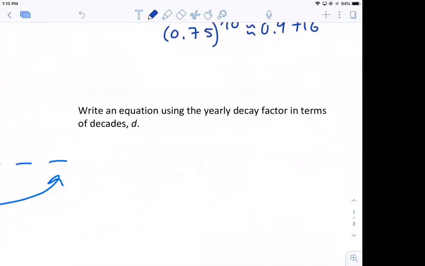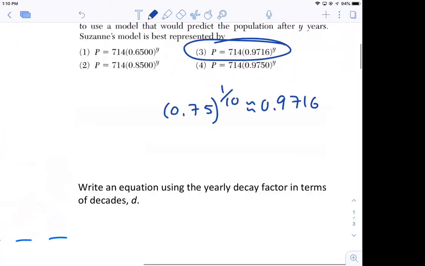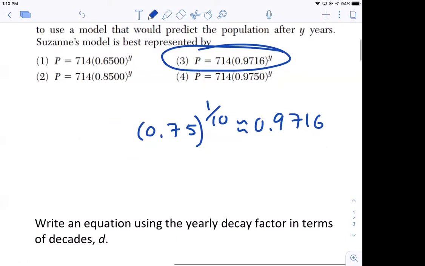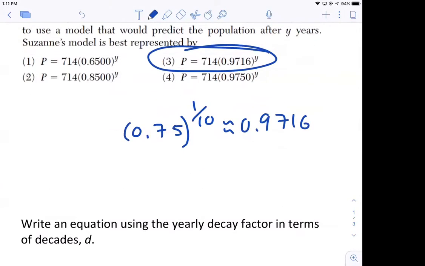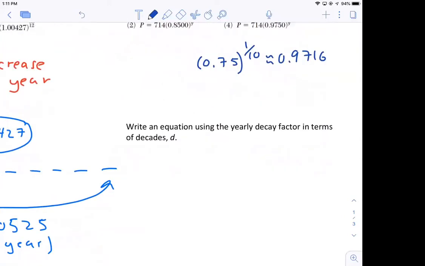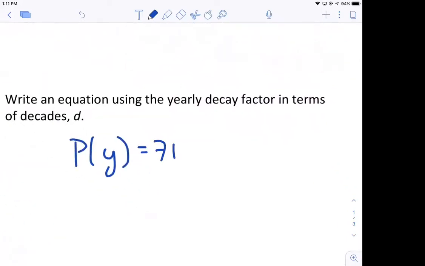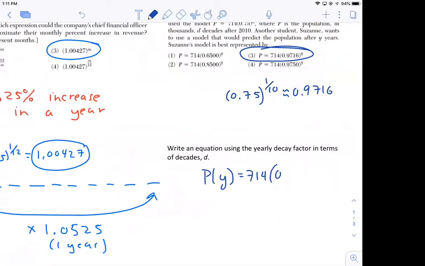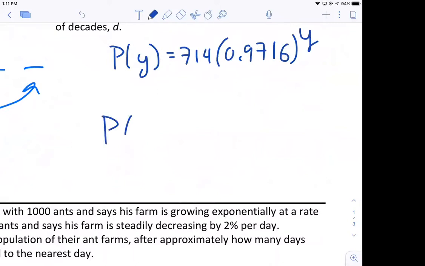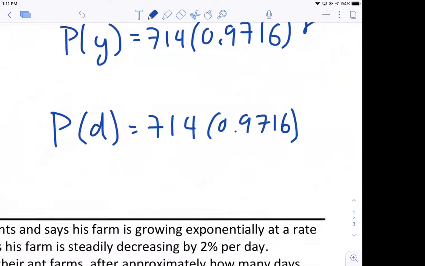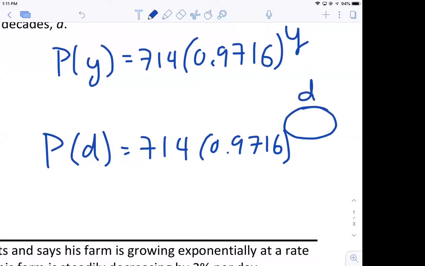So the trickier part is this part down here. Write an equation using the yearly decay factor in terms of decades D. All right. So when we had the equation for choice 3 here, that was a function in terms of the year. I'll call it P of y. That equals 714 times 0.9716 to the y power. But I want to use that same yearly growth factor, 0.9716, but instead, I want this to be in terms of D, in terms of the decade.